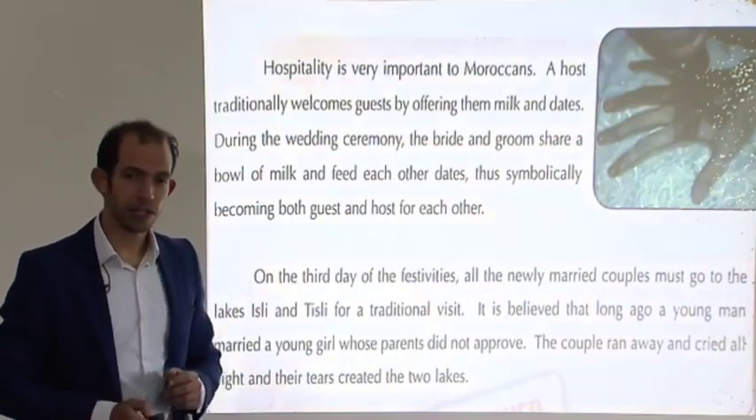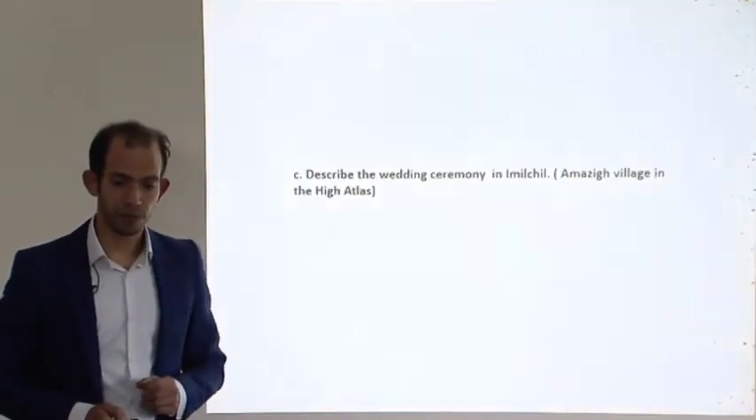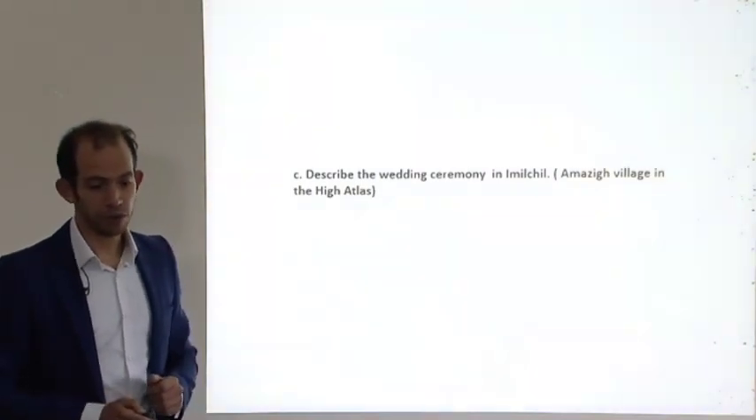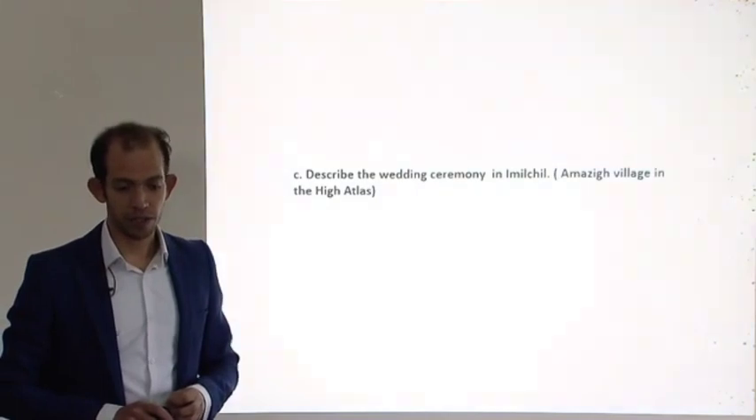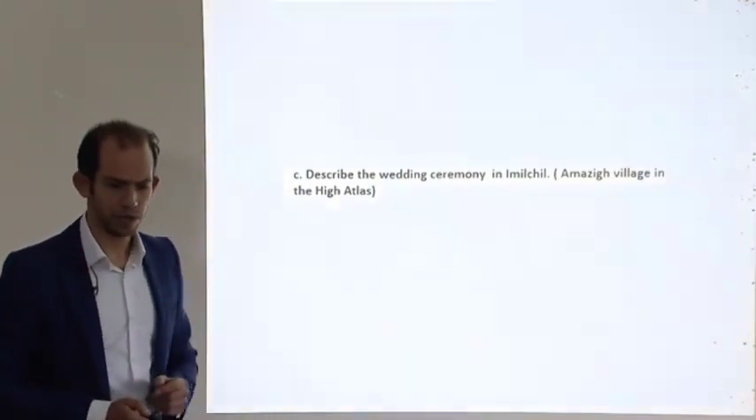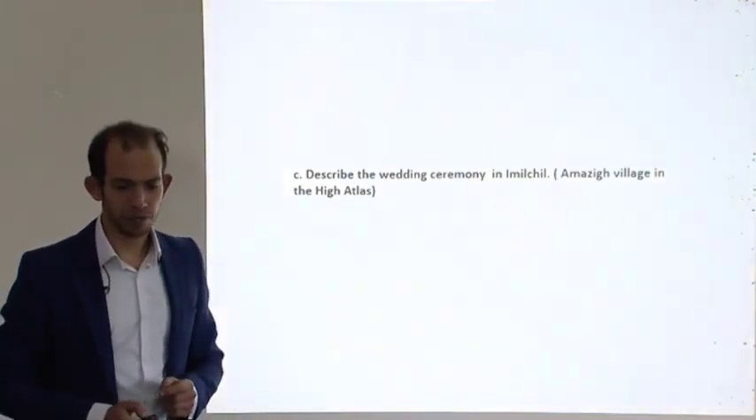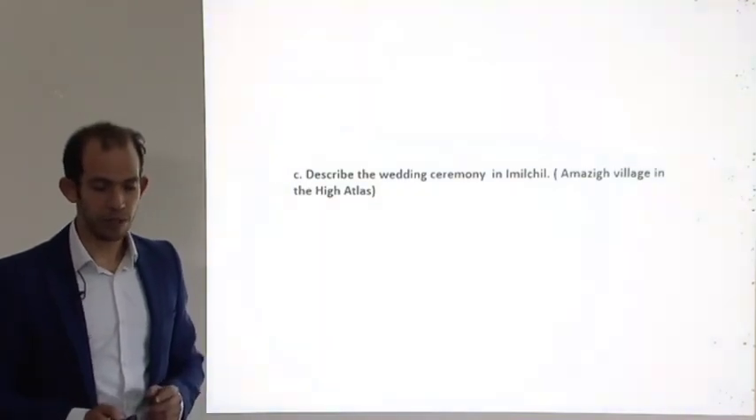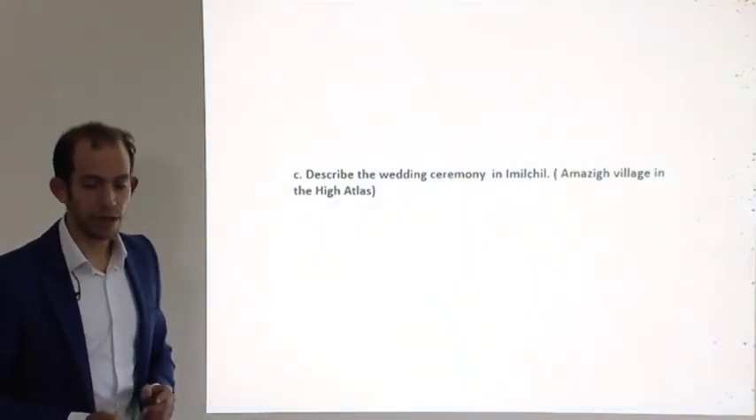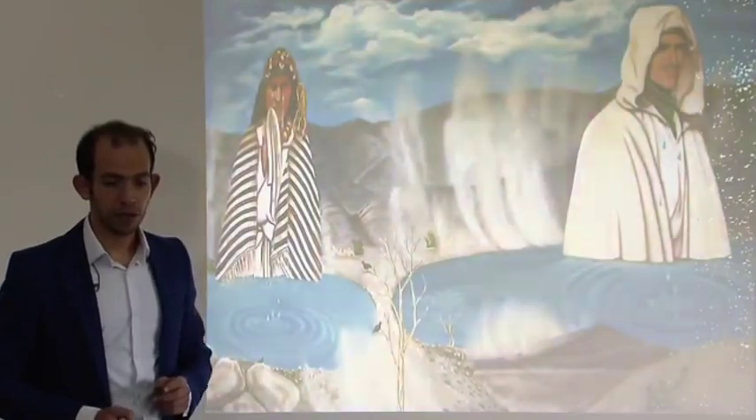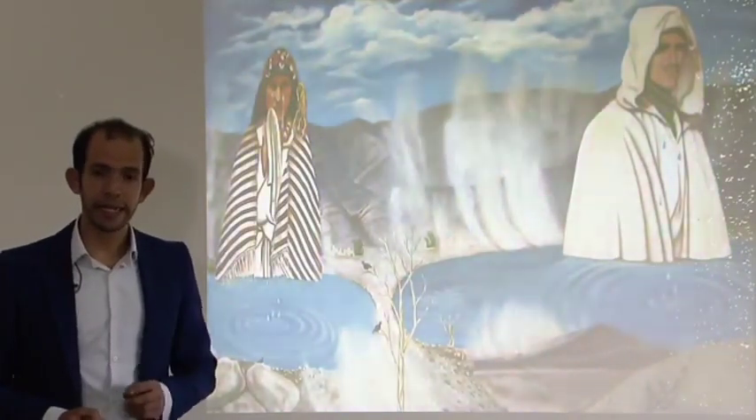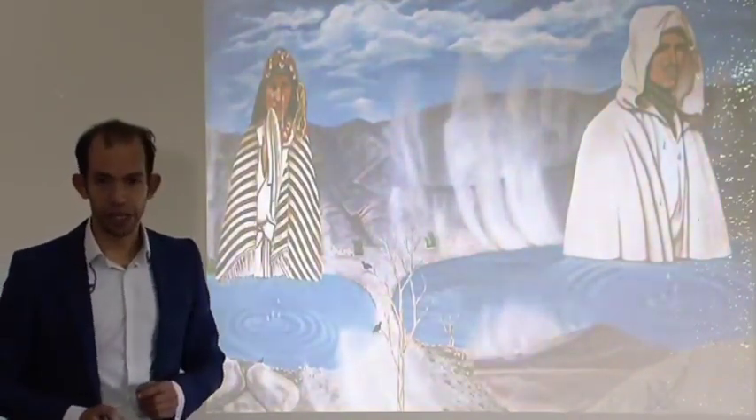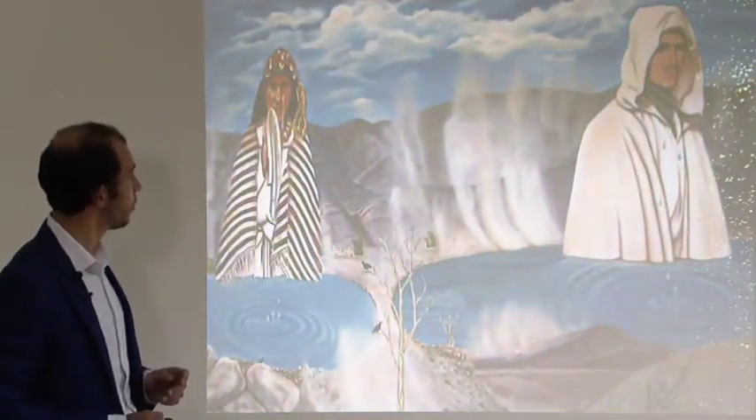So what do you think the text is doing? So of course, if you have chosen answer C, you're correct. So the text is describing the wedding ceremony in Imelchil Festival, and Imelchil is an Amazigh village in the High Atlas.